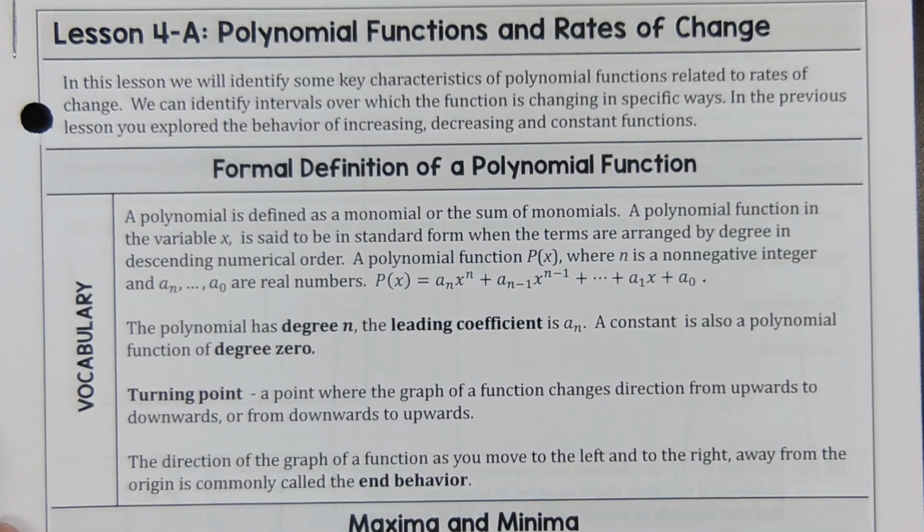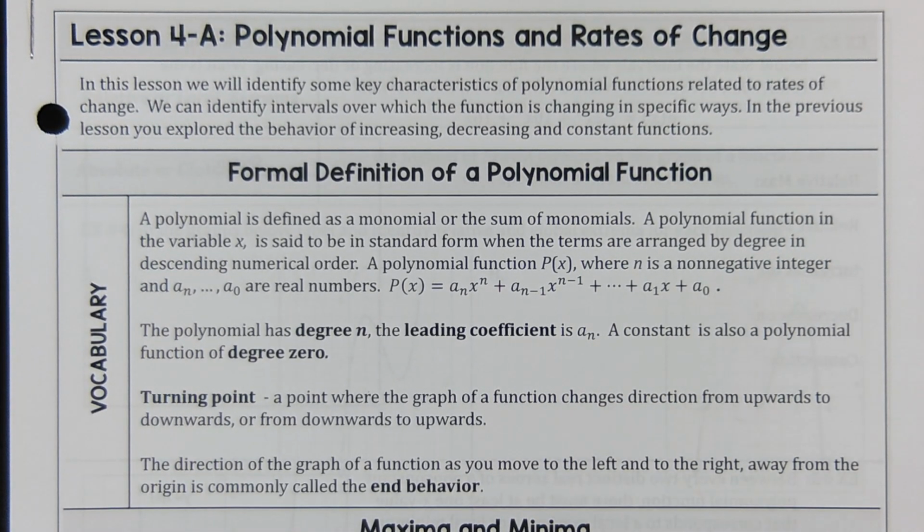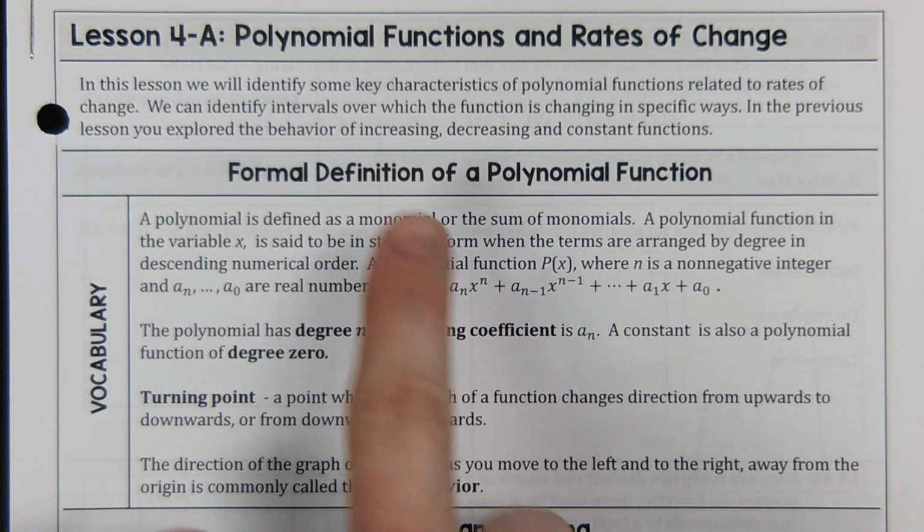Yay, polynomials. You should have spent a considerable amount of time learning about polynomials in Algebra 2. A lot of polynomials. So in this lesson, we're going to identify some key characteristics of polynomial functions related to rates of change. It says we can identify intervals over which the function is changing in very specific ways. And those ways are nothing new. You've done them in Algebra 2, and then this year it's going to be positive, negative, usually not positive, negative, focusing more on increasing, decreasing with concavity. So increasing, decreasing, concavity, intervals.